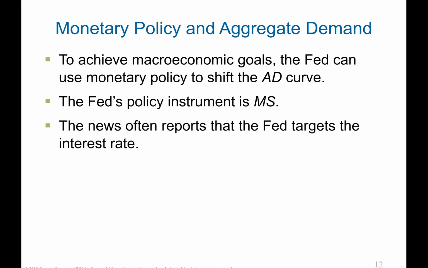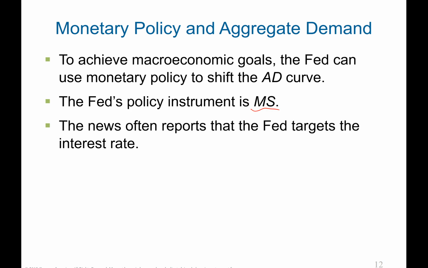Monetary policy, the effects that it has on aggregate demand. To achieve macroeconomic goals, the Fed uses monetary policy to shift the AD curve. That's the purpose of monetary policy, to have the money supply changes ultimately affect the aggregate demand curve. It's really important to understand the process for this, because on its surface we say, well, the Fed sets monetary policy and they set the money supply for the most part, and what effect does that have on aggregate demand?